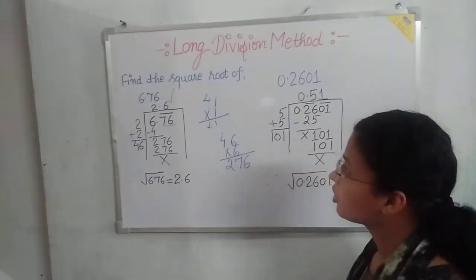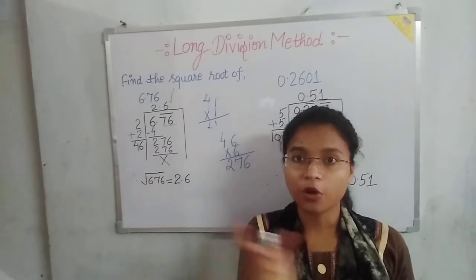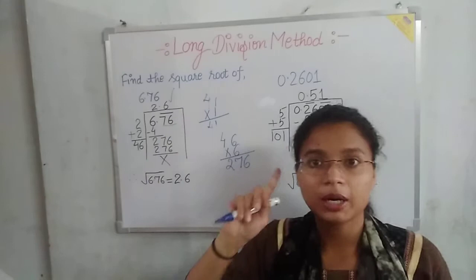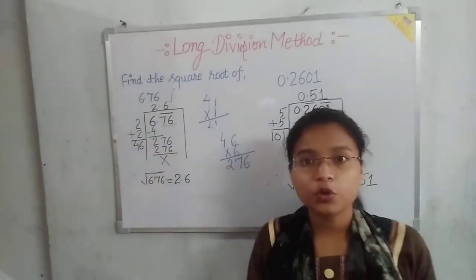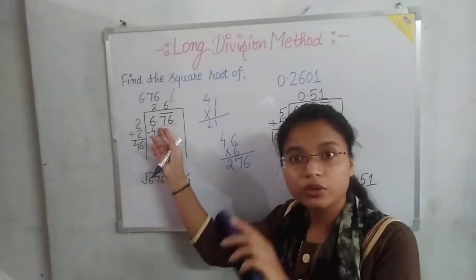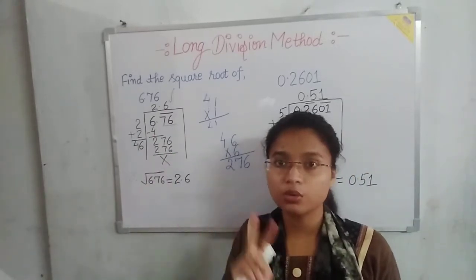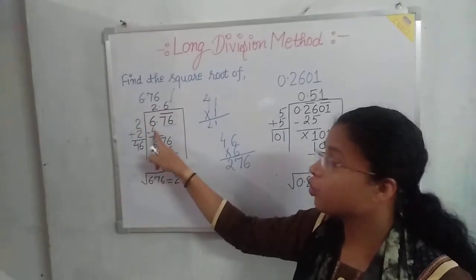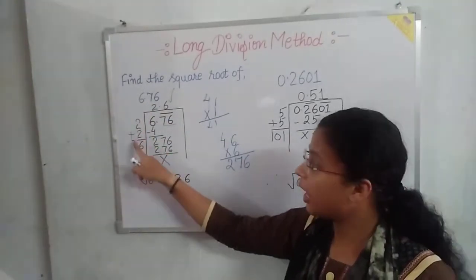Okay, let's repeat this question. Suppose 6.76 is given. Start making the pair from the back side. When you make the pair from the back side, 76 will become a one pair and 6 will be left alone. Now you have to multiply the square of a number to get a number equal to 6 or less than 6. So 1 into 1 will give you 1, 2 into 2 will give you 4. Again you have to add this number in it. When you add, you will get 4.